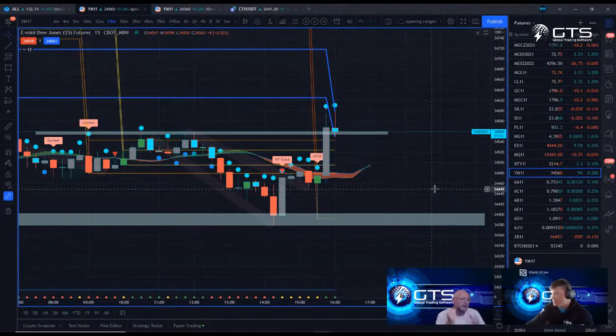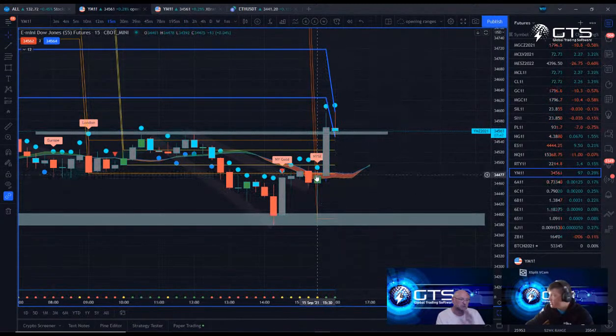Only leaves YM. What does it look like? Oh, fantastic. High volume rejection, close near the highs, got to go long. And that's it. That's the thought process during that first 15 minutes and towards the end of that candle.